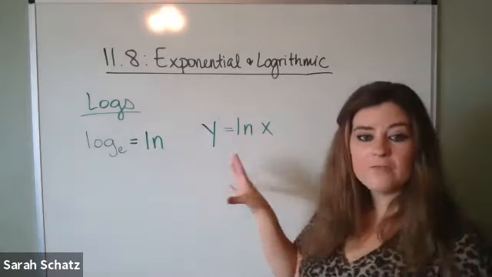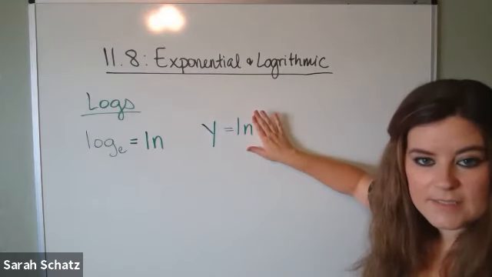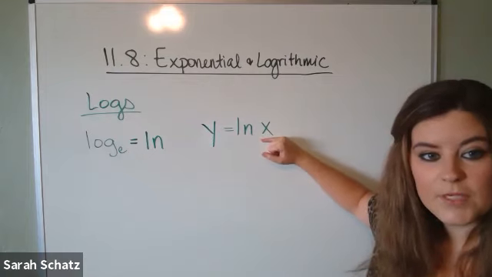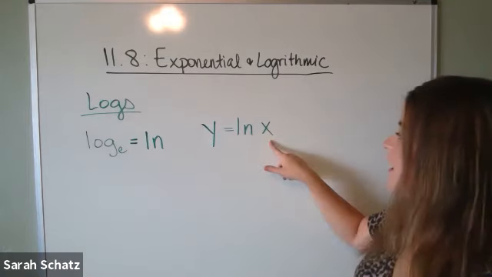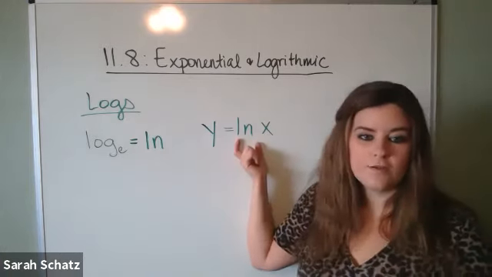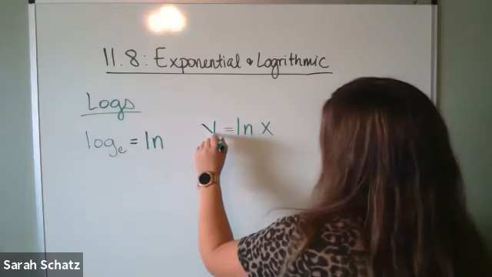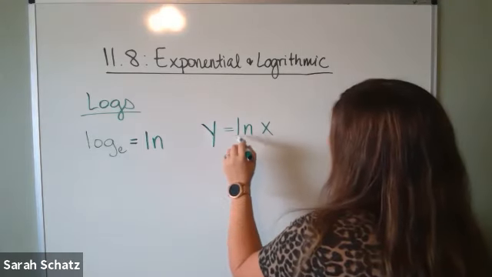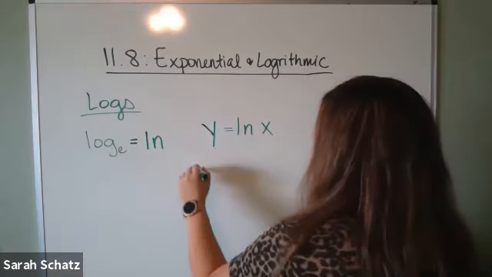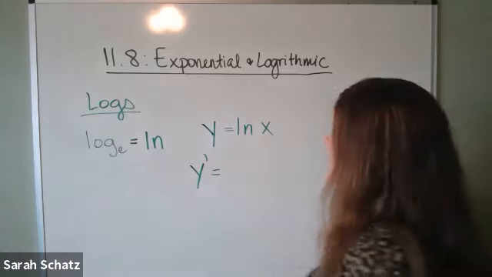So you guys, when you have a natural log statement, it's never by itself. This doesn't make sense. You have to have this spot here for your input. So natural log x means that you're going to put x into the natural log function. So this is our function where x is going into the natural log function. That's what this says. And I want to take the derivative of this natural log of x function.